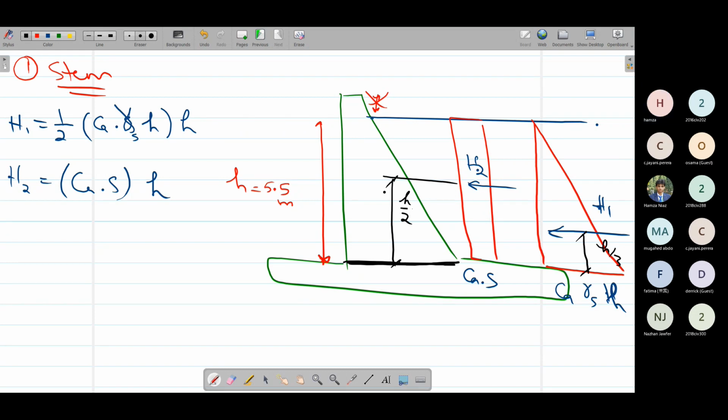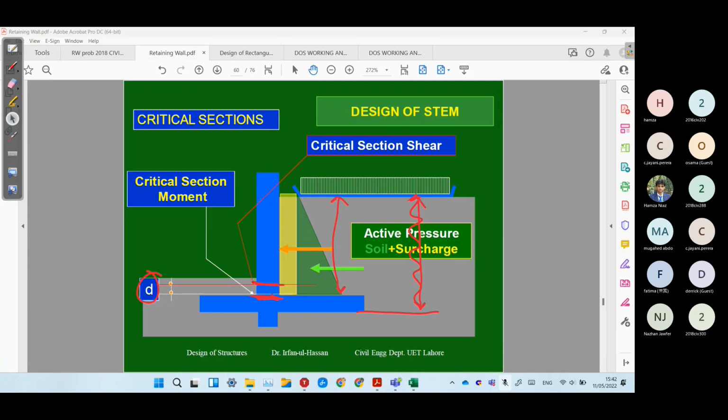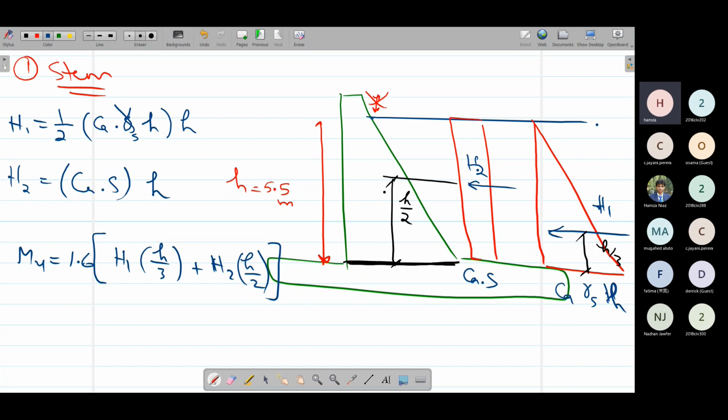So finally our Mu value would be 1.6, our factor of safety, times H1 into H over 3, its moment arm, plus H2 into H over 2, its moment arm. Fine. This is how we have to calculate the applied moment on this stem. So any issue with this? We have to calculate the moment this way.